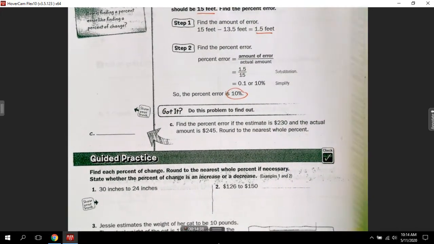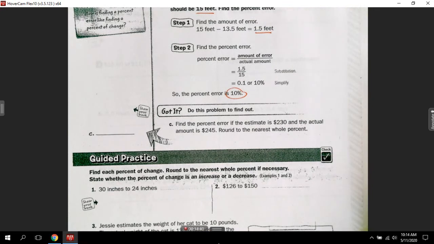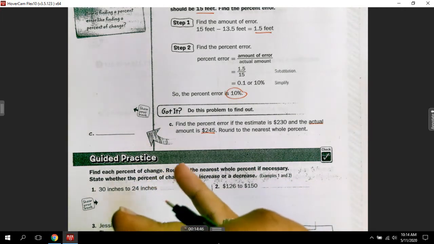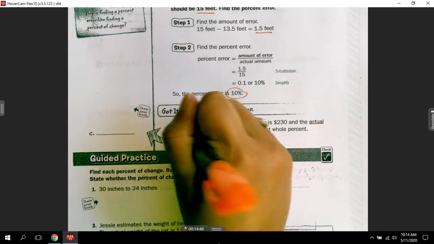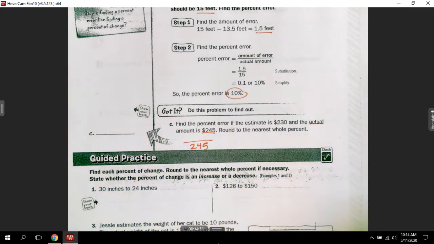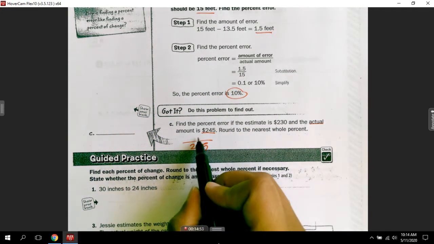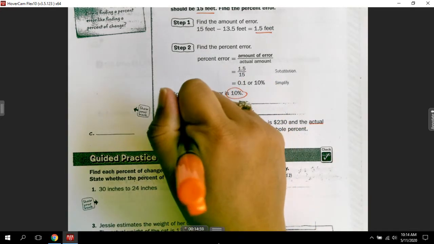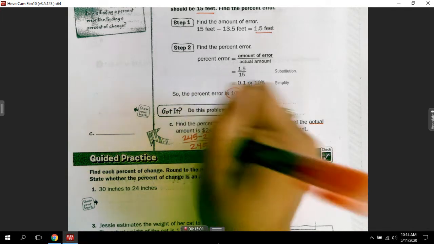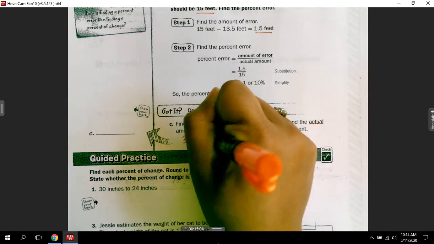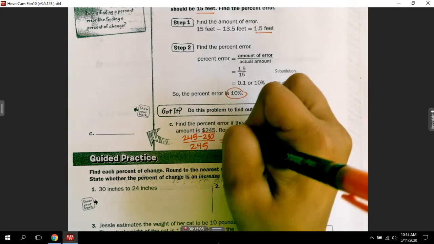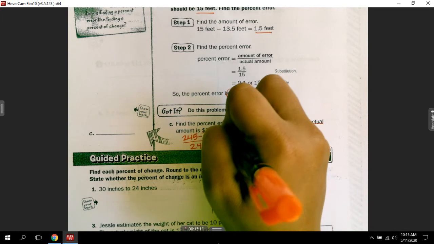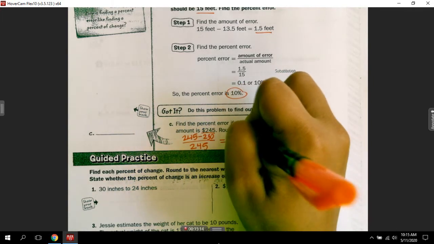So find the percent error if the estimate is 230 and the actual is 245. Okay, the actual is 245, so that's what's going to be your bottom number. Okay, so you're going to be dividing by 245, because that's the actual. So then to find the amount of error, you're just going to take those two numbers and subtract. So 245 minus 230. So that's going to be 15 divided by 245. Okay.